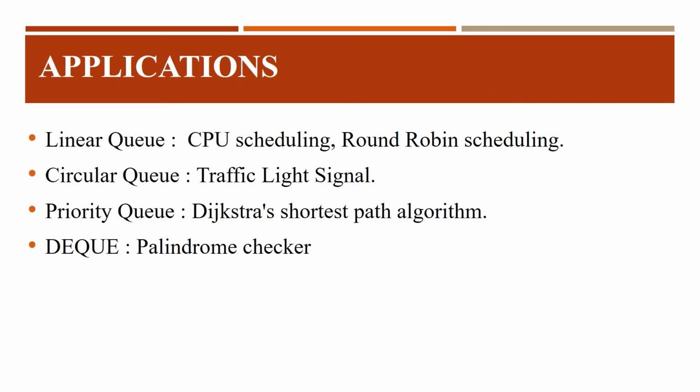Various applications of queue. Linear queue: CPU scheduling and round robin scheduling. Circular queue: traffic light functioning is the best example for circular queue. The colors in the traffic light follow a circular pattern. Priority queue: Dijkstra's shortest path algorithm implementation can be done using priority queue. In traffic light also, depending upon the traffic, the colors will be given priority. DQ, that is double-ended queue: palindrome checker, undo redo operations in software applications.